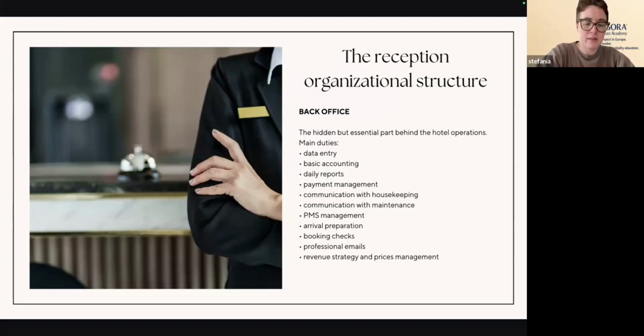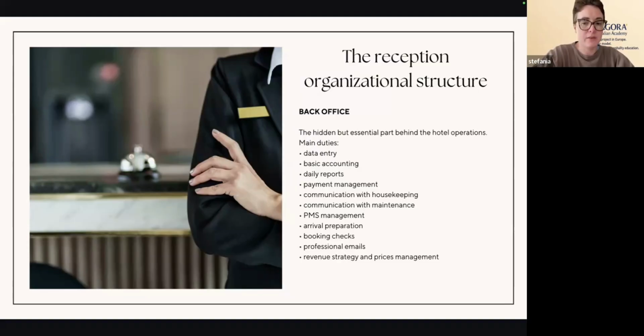Payment management. Usually the back office also manages some payments when, for example, hotels ask for a deposit for the reservation. A lot of hotels are used to having a flexible rate and a non-refundable or partially refundable rate. So if you book with this rate, we are asking you for a prepayment. So the back office is going to manage all the prepayments with the credit card, sending the link to the guests in order to pay, checking if they have paid, etc.